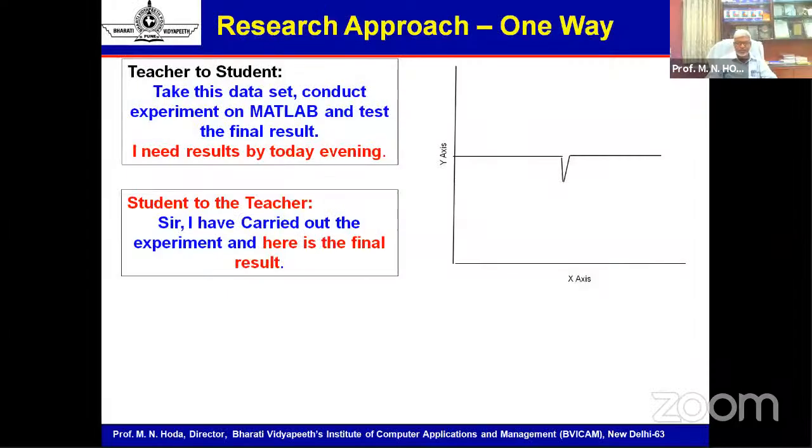a scholar sitting in the lab to finally conduct that experiment, right? So a student went in the laboratory, took help from someone, and then finally generated a result. And with that result, he came to the teacher and said, "Sir, I have carried out the experiment, and here is the final result."